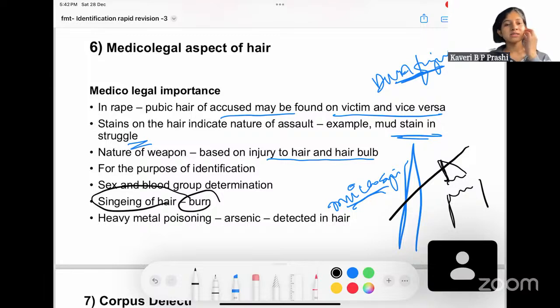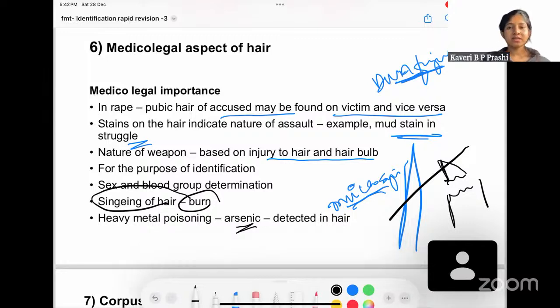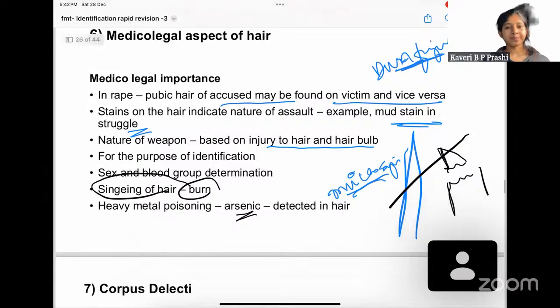Heavy metal poisoning like arsenic can be detected in hair. So remember that in certain heavy metal poisoning, like that of arsenic, you can detect the smell of arsenic from the hair also. And when you do certain chemical examination, you can detect arsenic in the hair. So these are the medicolegal importance of hair.